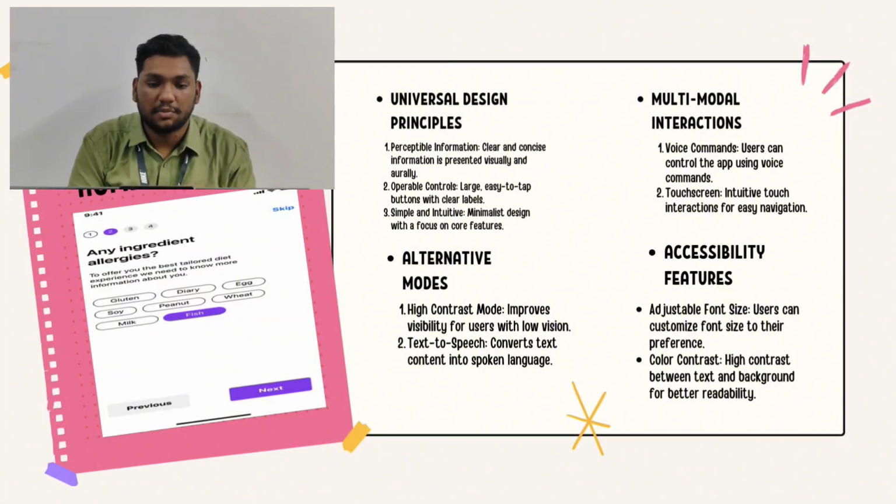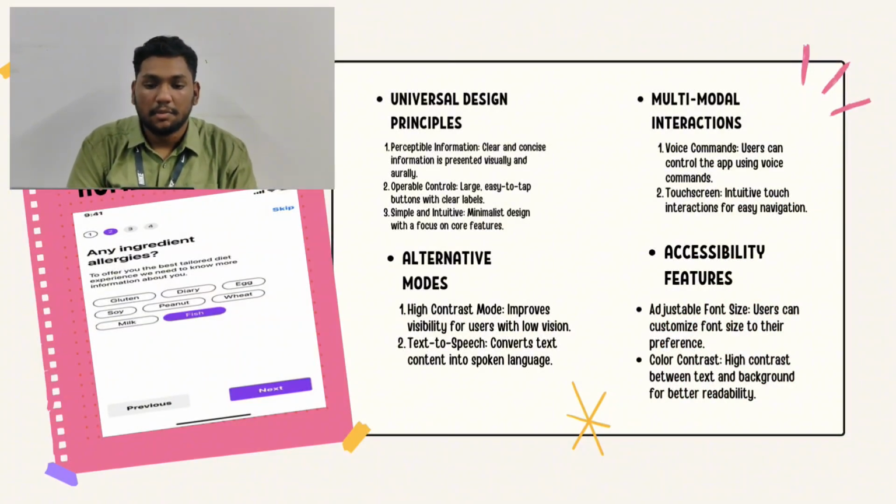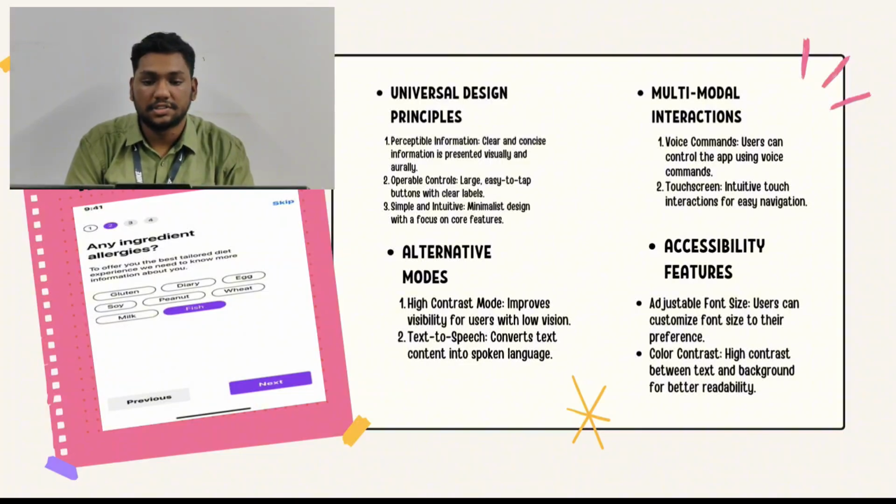So first, I'm going to present interface 1, that is the home screen. For universal design principles, perceptible information: clear and concise information is presented visually and orally. Operable controls: large, easy to tap buttons with clear labels. Simple and intuitive: minimalistic design with a focus on core features.